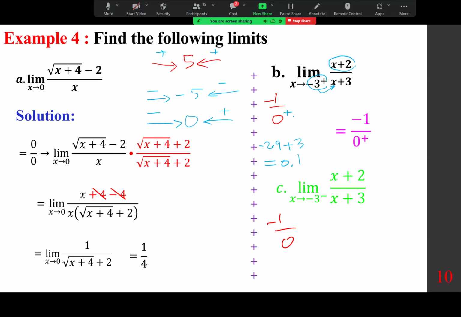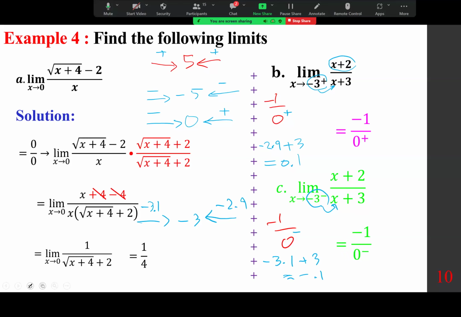However, if you look at negative 3 from the left, for example, negative 3.1. Please understand: from the right side, like negative 2.9; from the left, like negative 4 or negative 3.1. If we add it to 3, we get negative 0.1, so 0 from the left.